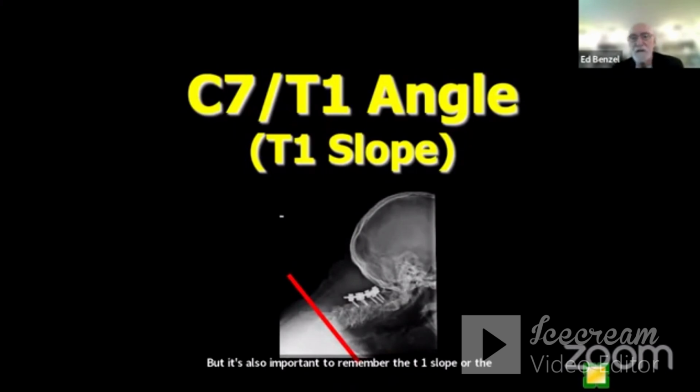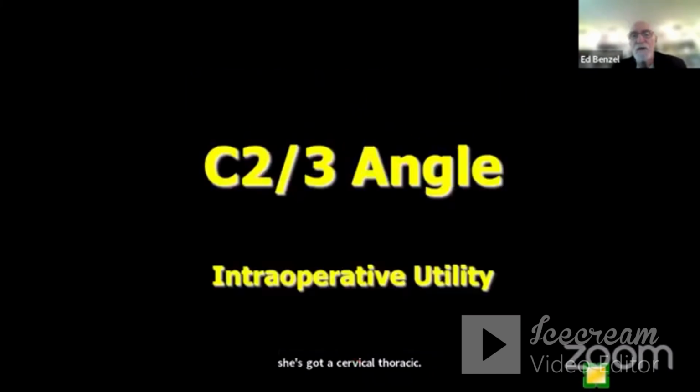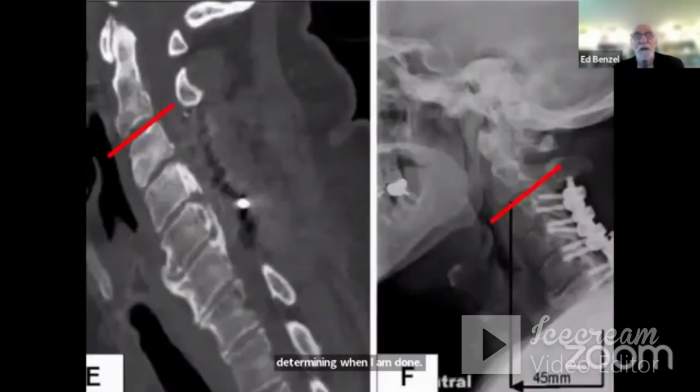This patient, interestingly, has a cervical lordosis, but she has a significant sagittal vertical axis because she's got a cervical thoracic deformity, and that needs to be addressed, not just focusing on her upper cervical problem. So the C2-3 angle to me has intraoperative utility in determining when I am done and I have adequate correction.